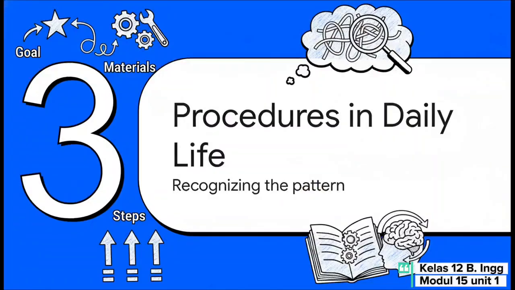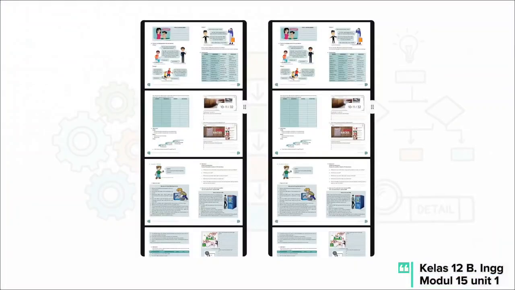Okay, so now that we know the 3 core components of a procedure, let's see how they pop up in the real world. You're going to be surprised how often you see this exact pattern once you know to look for it. Just look at these 2 examples. On one side, we have instructions for bathing a baby. On the other, how to use a washing machine. I mean, 2 totally different tasks, right? But if you look closely, they both follow the same goal, materials, step structure. The blueprint is exactly the same.